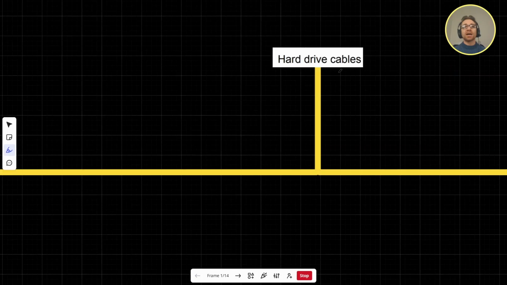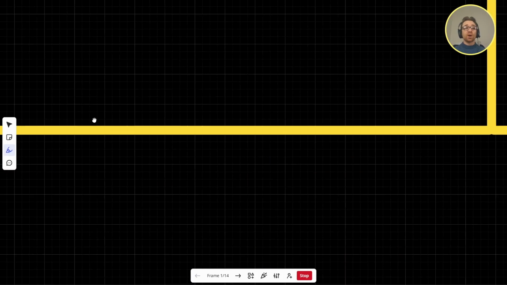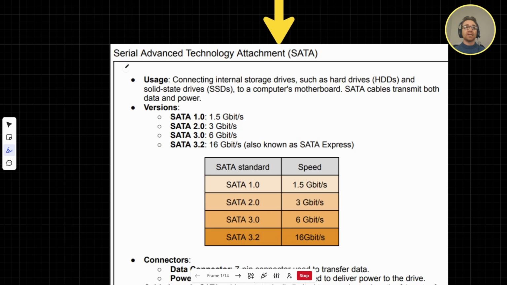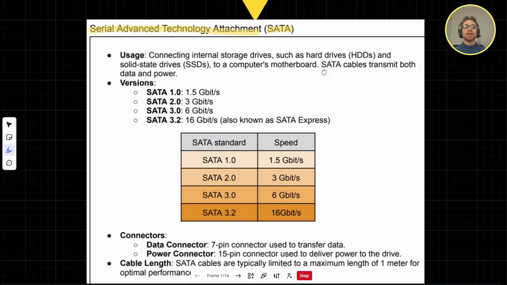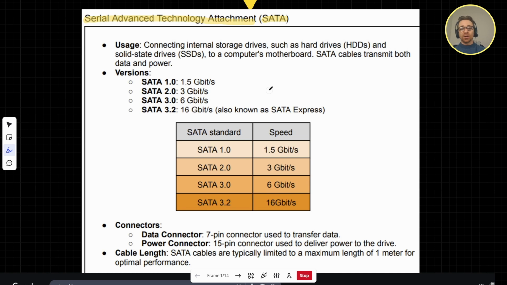The next one is hard drive cables. Another one that we've been through quite a bit, so I'm not really going to spend too much time on it. We've got Serial Advanced Technology Attachment, or SATA. Now, we've talked about SATA cables. We know they're used to connect hard drives. We should know that by now.